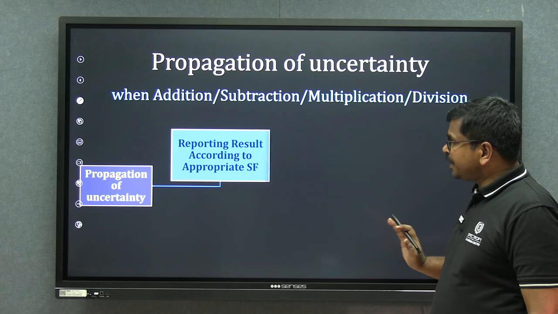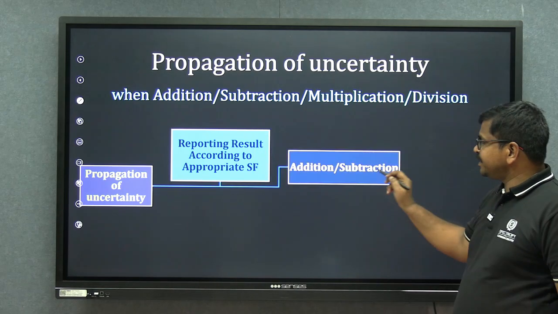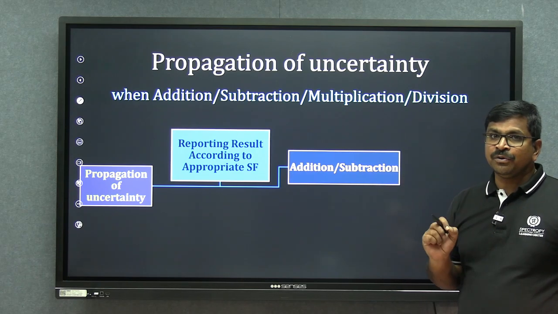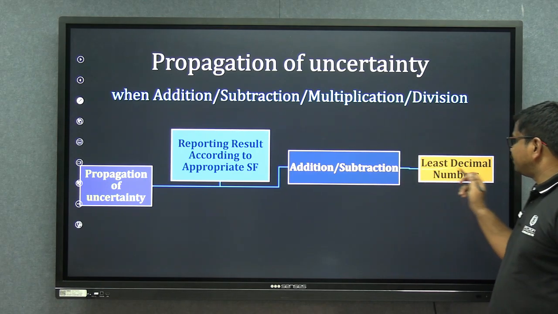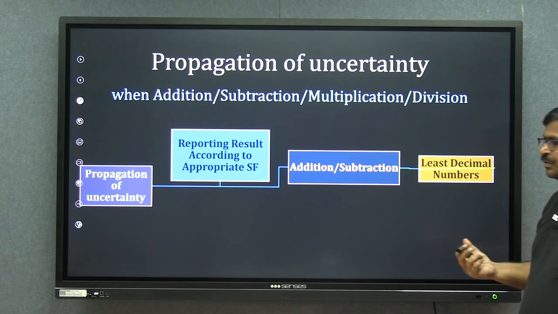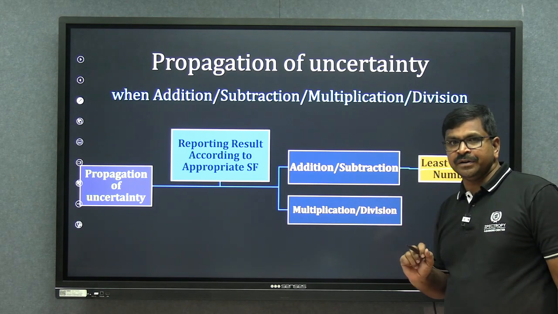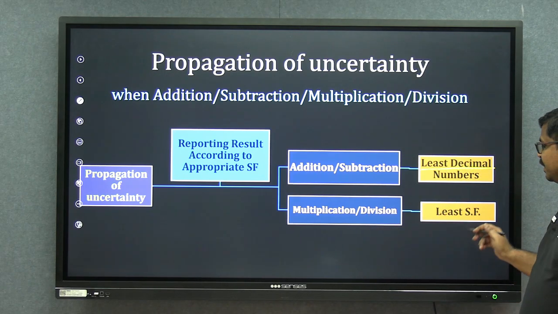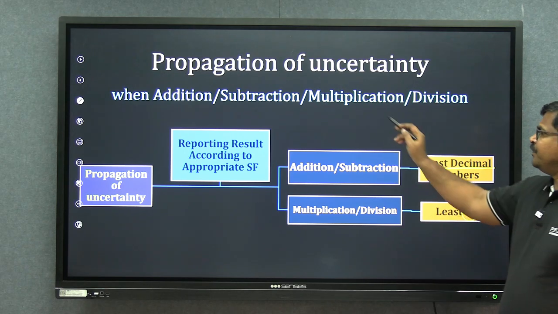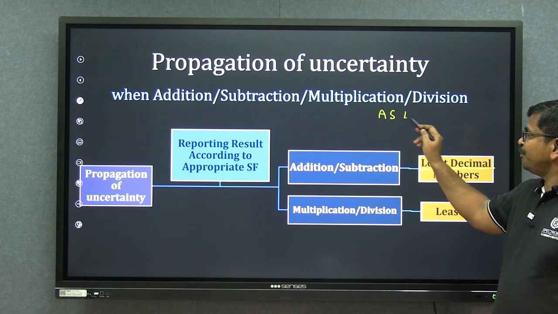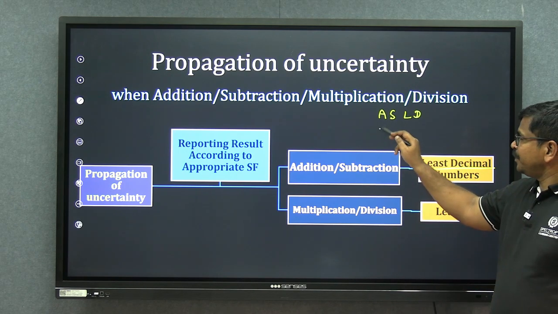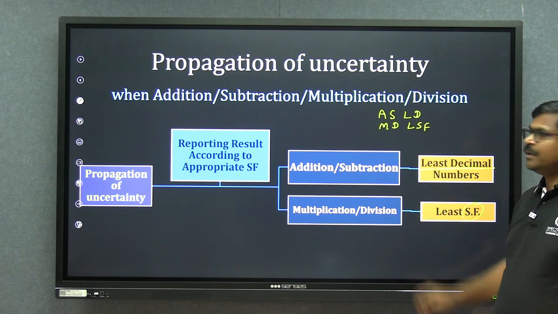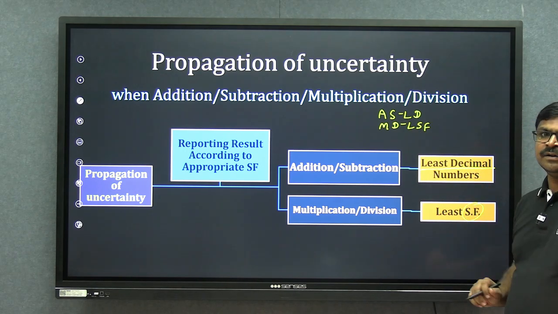Suppose if your operation is addition or subtraction, you have to report or rewrite the result according to least decimal. What is this one? Least decimal. Suppose your operation is either multiplication or division, even powers, you will rewrite the result according to least significant figure. It is very simple. If it is addition or subtraction, go for the least decimal. If it is multiplication or division, go for the least significant figure. Simple. This is the fundamental rule in rounding off.